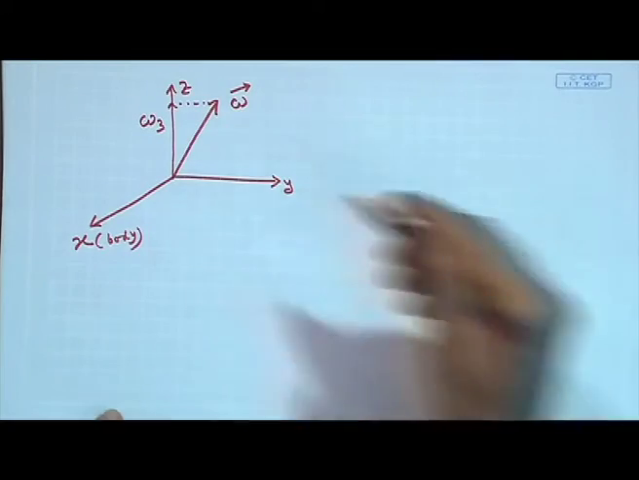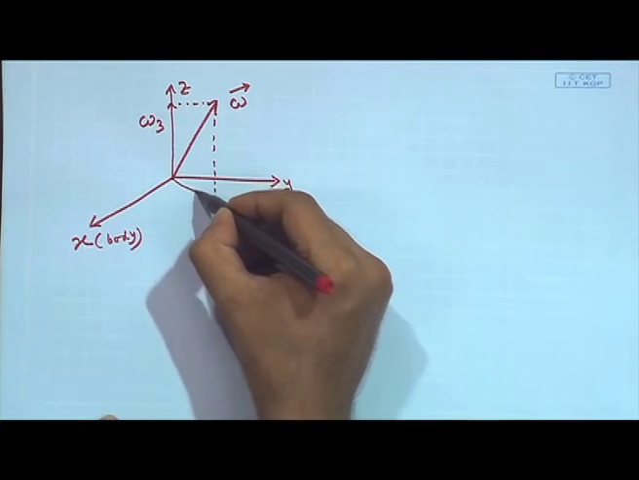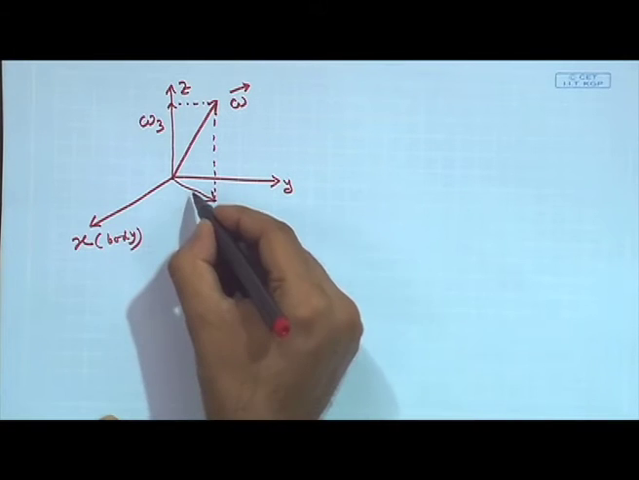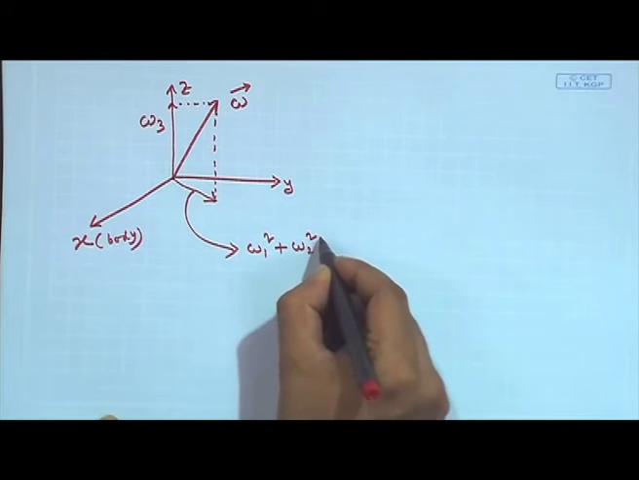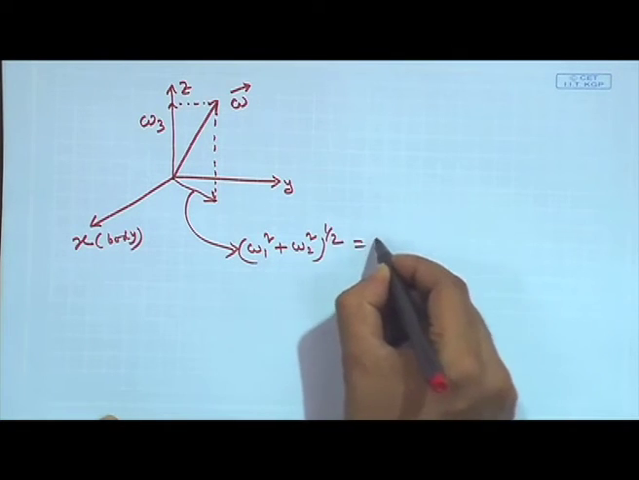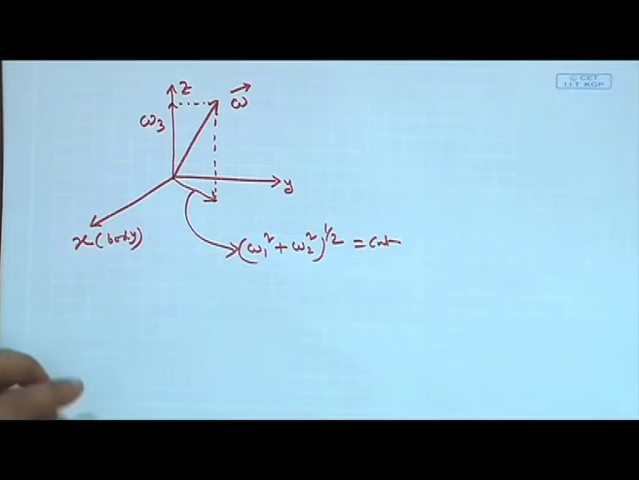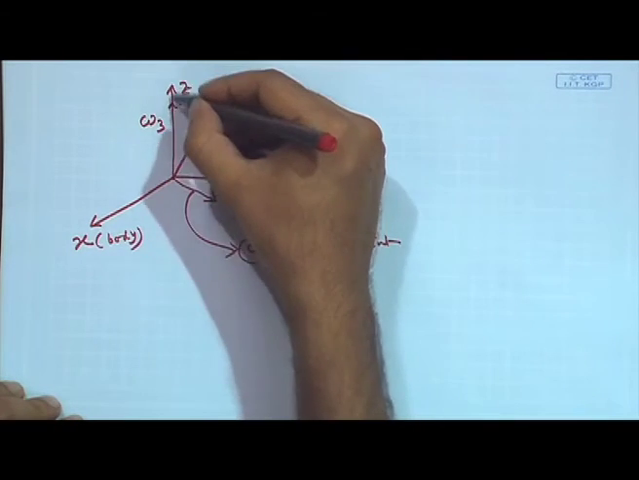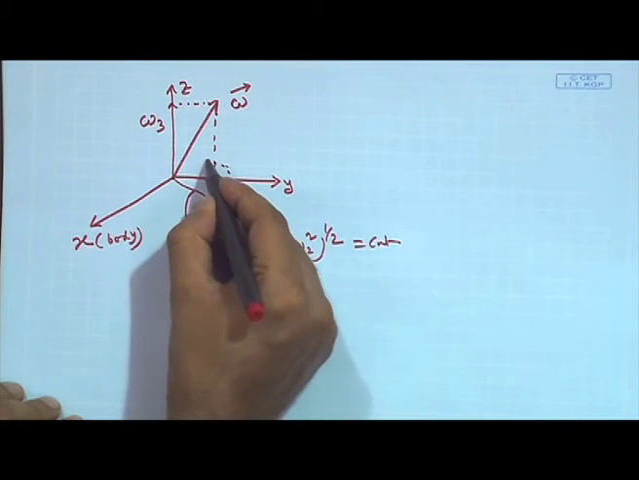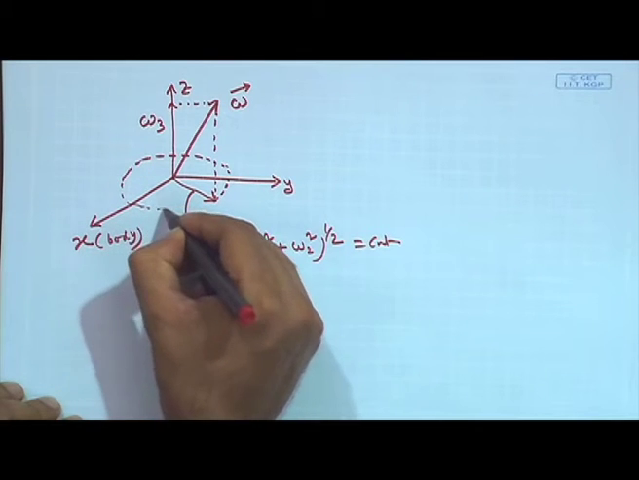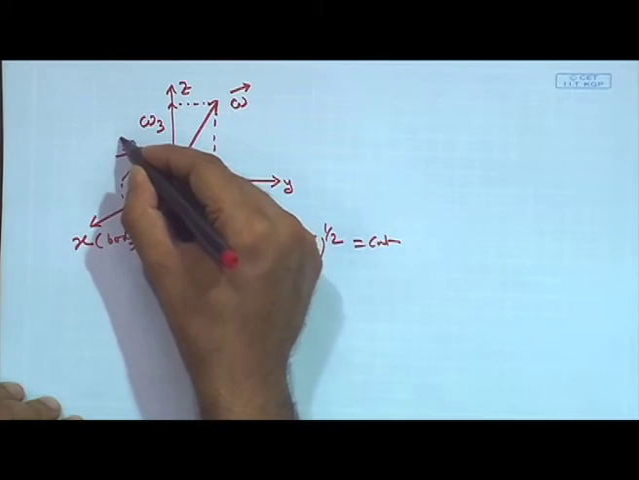Okay, so if I take the projection of this angular velocity in my xy plane, the magnitude of this will be omega 1 square plus omega 2 square, whole to the power half, which is also a constant, and this means this whole thing is rotating around the body z axis with an angular velocity of capital omega. So, this is rotating keeping the same magnitude with the angular velocity of capital omega.